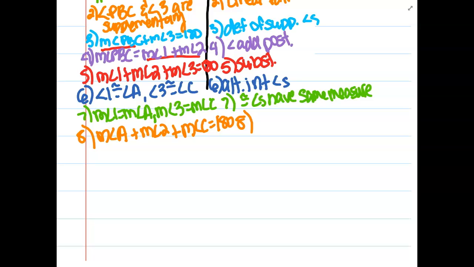What did I do? It was from this step, using those 3 steps right there. I went from 1 plus 2 plus 3 to A plus 2 plus C. I substituted. So substitution property. And there's my proof!